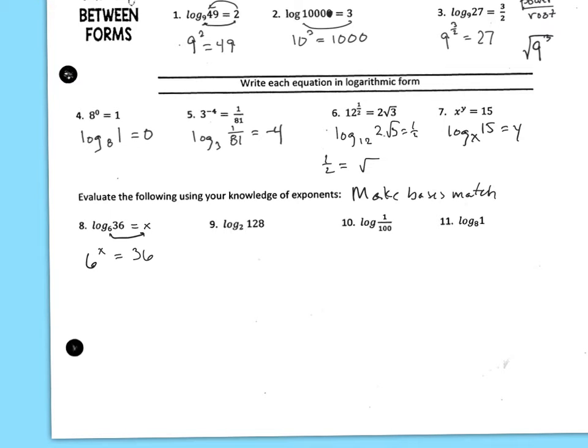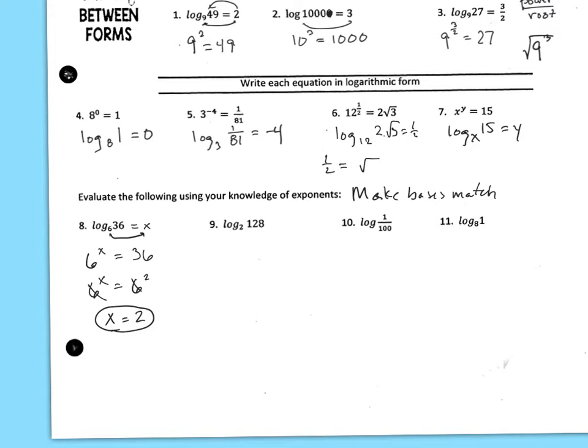I know you know the answer is 2, right? So we have 6 to the what power? 36 can be written as 6 squared. Once the bases match, you just take the powers and make that an equation. So we know that x equals 2. Now, some problems you won't have to do that with, but that's how it works.